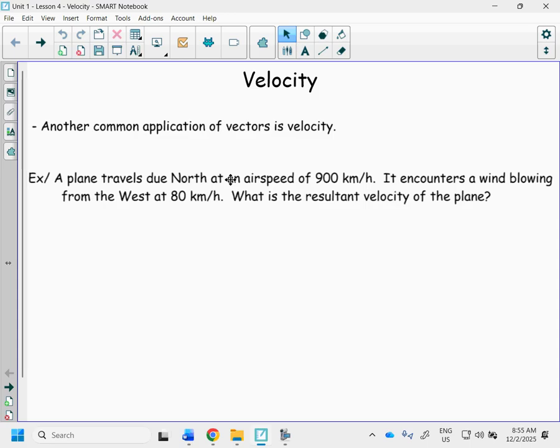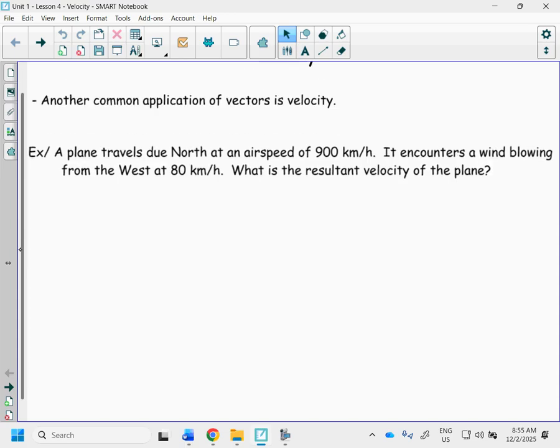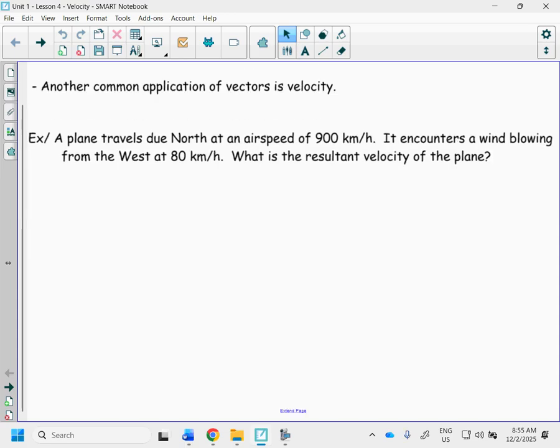So start with a nice one. They're all just examples today. We're just applying our vector addition ideas. A plane travels due north at an airspeed of 900 kilometers an hour. Encounters a wind blowing from the west at 80 kilometers an hour. What is the resultant velocity of the plane? So as soon as I see the words north, I'm thinking to myself, there's a compass.